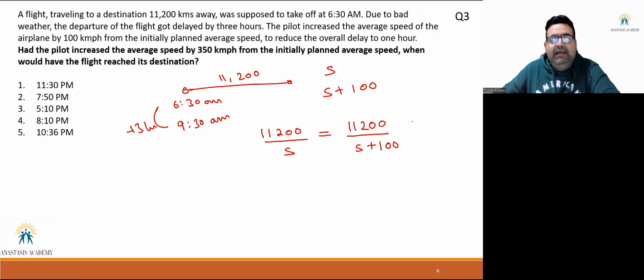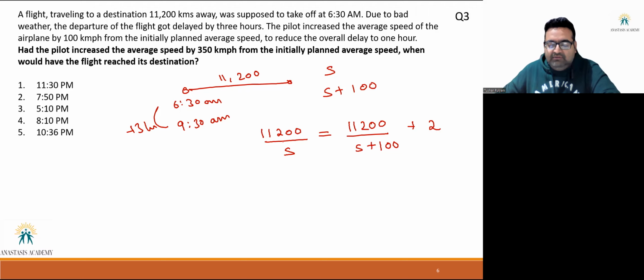So this will be actually 2 hours more than this. Why 2? I hope everyone's clear on that. We got this 2 because the original delay was supposed to be 3 hours, but the pilot managed to reduce the delay to 1 hour. So the saving is of 2 hours. So my original time should be 2 hours more than the new time.